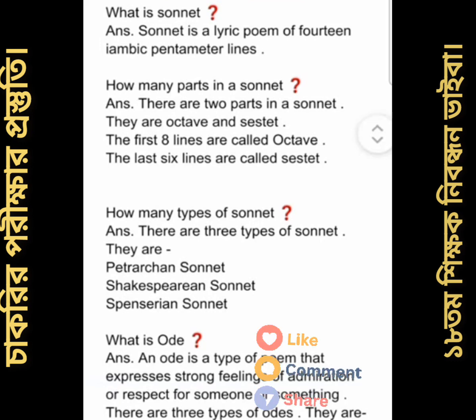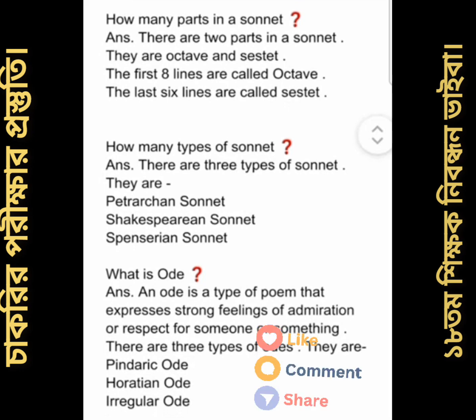What is sonnet? Sonnet is a lyric poem of 14 iambic pentameter lines. How many parts are in a sonnet? There are 2 parts in a sonnet, one is octave and the other is sestet.